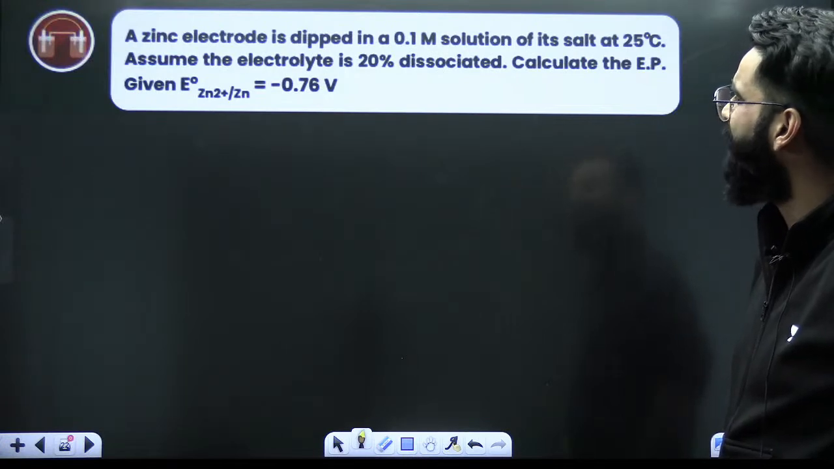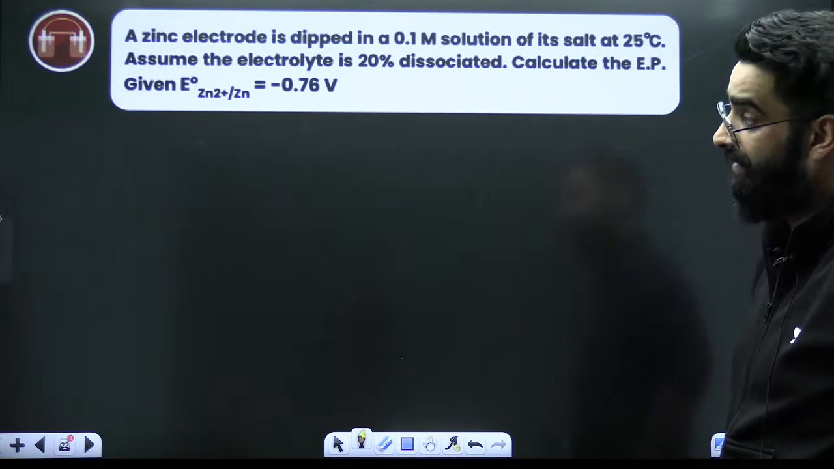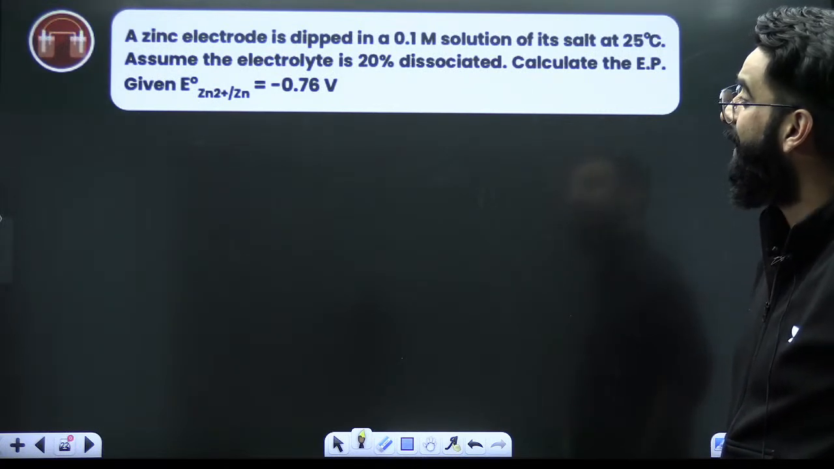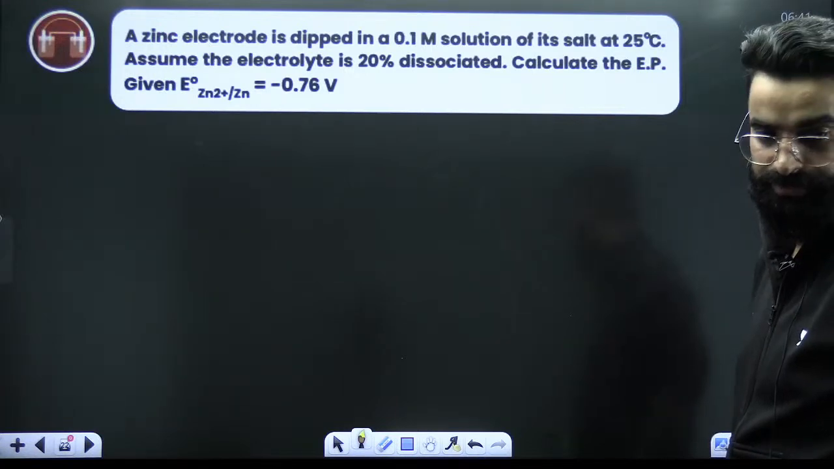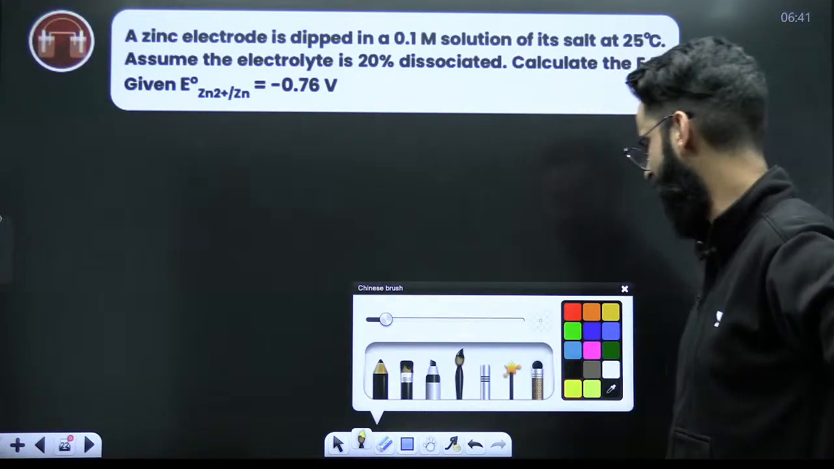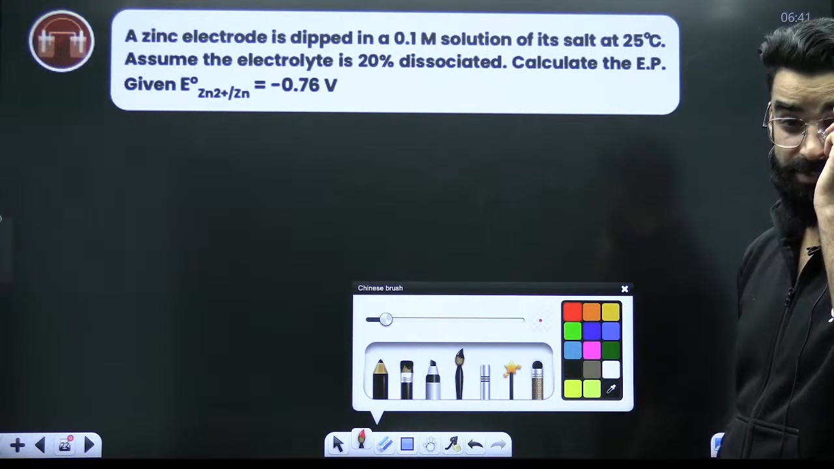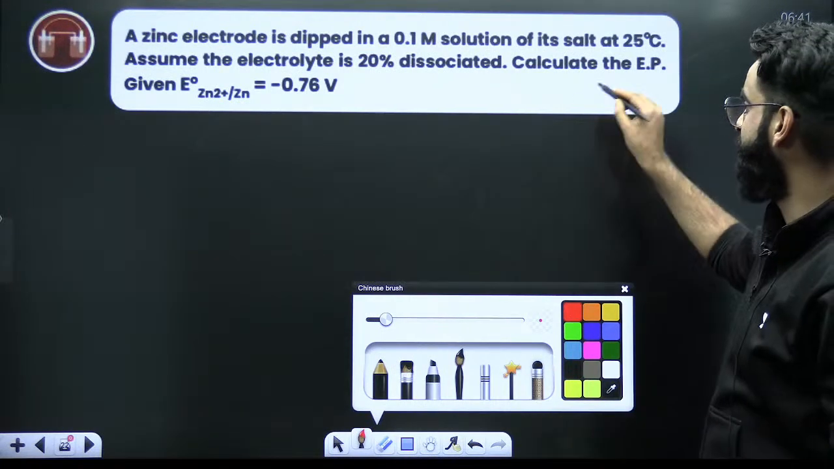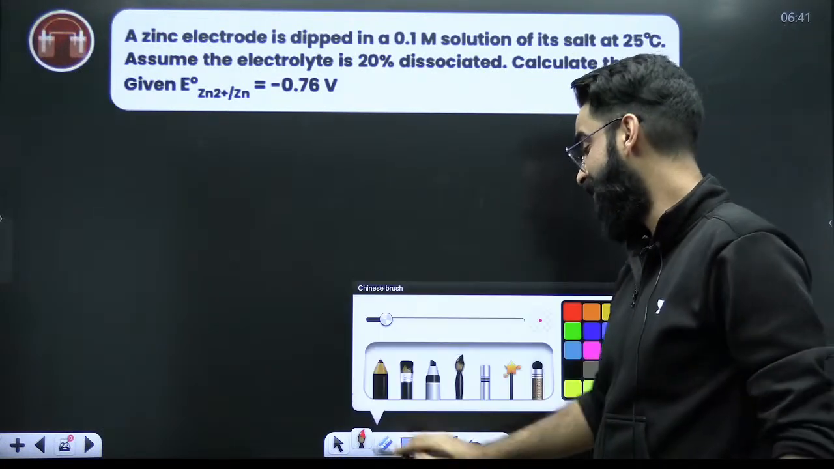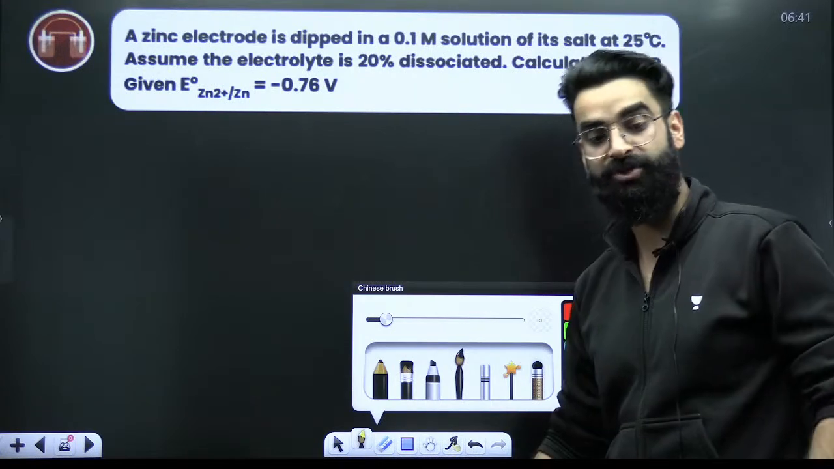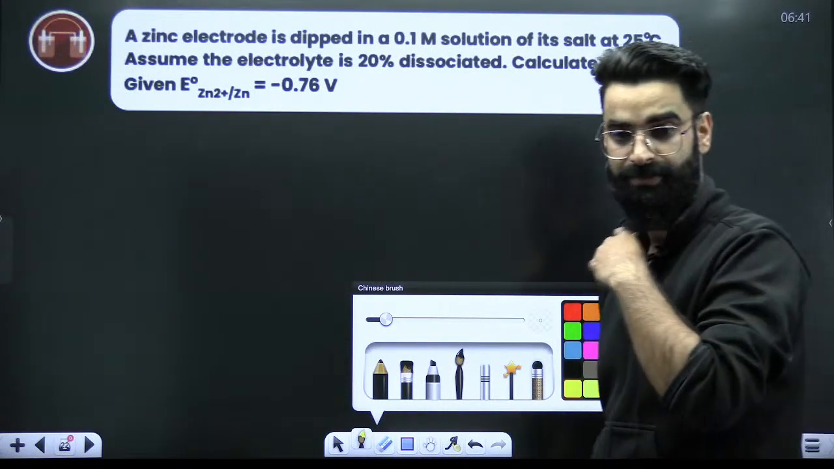A zinc rod is dipped in 0.1 molar solution of its salt at 25 degrees centigrade. Assume the electrolyte is 20% dissociated. Calculate the electrode potential. They're asking you to calculate electrode potential. They are not mentioning clearly whether to calculate oxidation potential or reduction potential. Whenever this kind of scenario arises, you are supposed to calculate electrode potential. That means they are asking you to calculate the reduction potential. Okay?